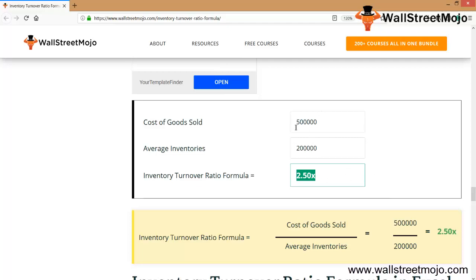So in this fashion, you can keep changing the numbers, and you can see how things are changing, how the ratio is changing, and try and make your own interpretation out of the same.